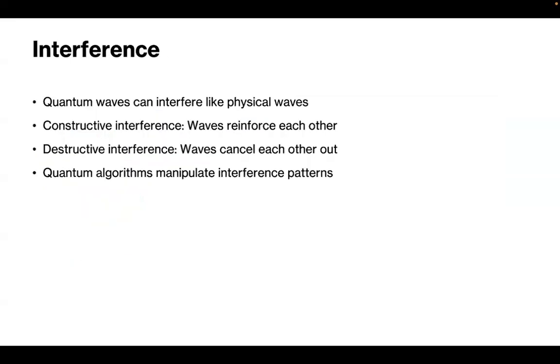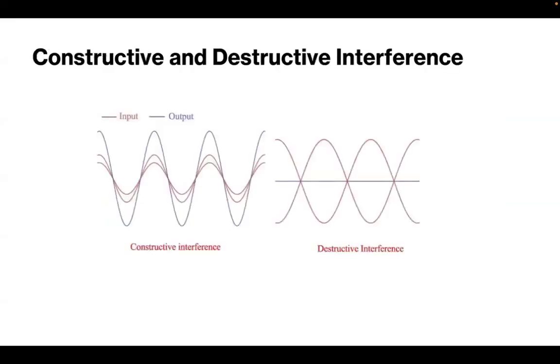Now, the next fundamental topic is interference. Interference is crucial to understanding why quantum computers can outperform classical ones. In quantum mechanics, the wave functions of qubits can interfere with each other like physical waves in water or light. When two waves are in sync, rising and falling together, we get constructive interference as shown in the image. The waves reinforce each other, making the combined amplitudes larger.